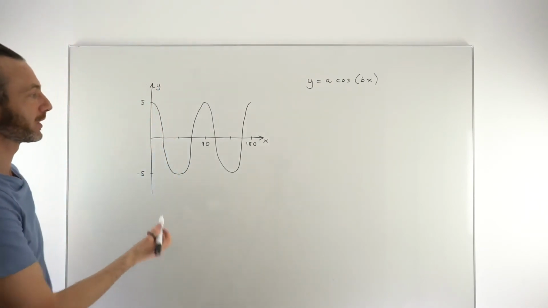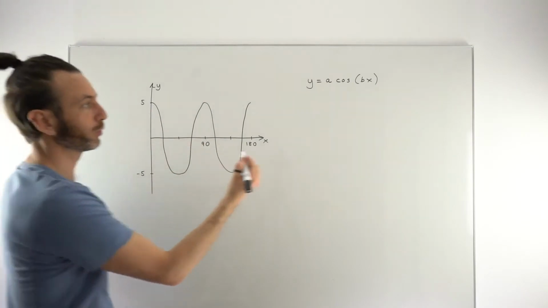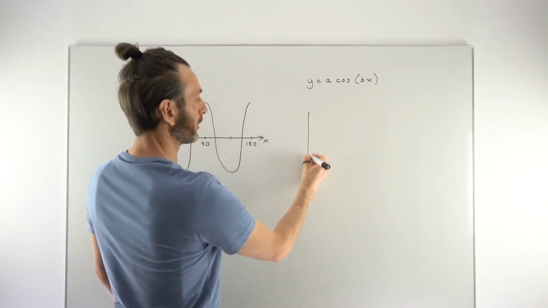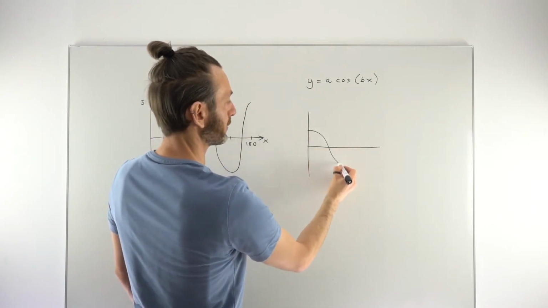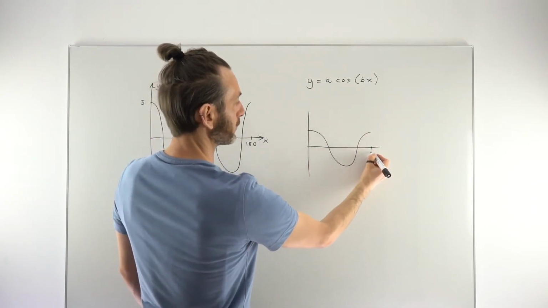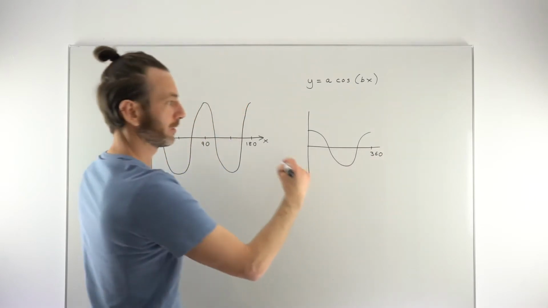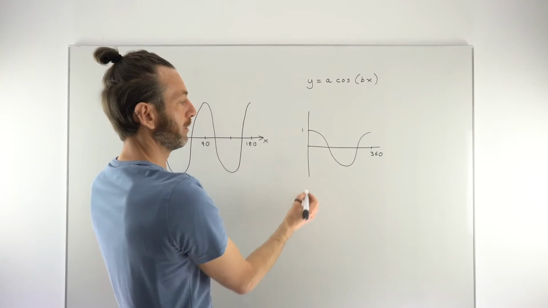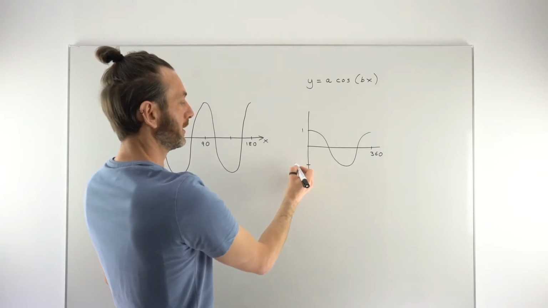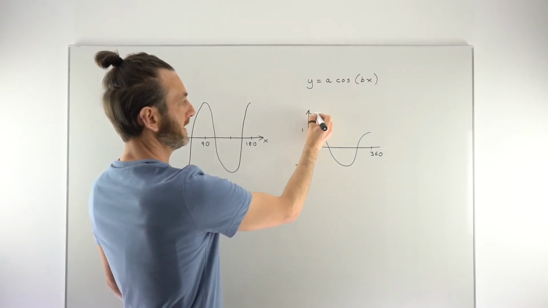So the way we need to do this, we need to compare this graph to a normal cosine graph. A normal cosine graph looks roughly like this. I mean, the shape is pretty similar. The end point is normally 360 degrees. That's how far you have to go to get one cycle. And the highest point, the maximum value, is 1. The lowest point, the minimum value, is normally minus 1.